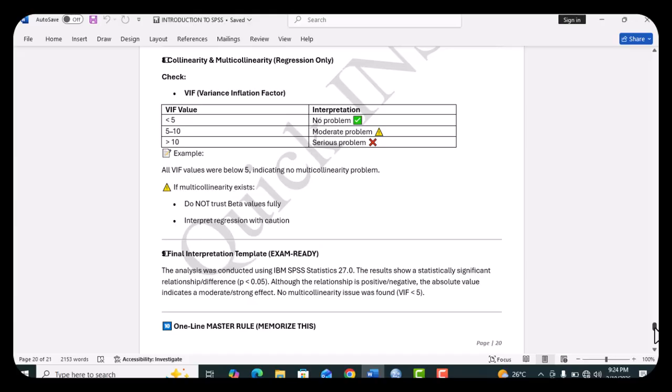This is how to state it. You do descriptive first, next correlation, next regression, and you check for multicollinearity. If there is no multicollinearity, no issue is found, when the variance inflation factor is less than 5. The p-value is for significance, as we said earlier. Absolute value is the strength, sign is the direction, and variance inflation factor is for multicollinearity.